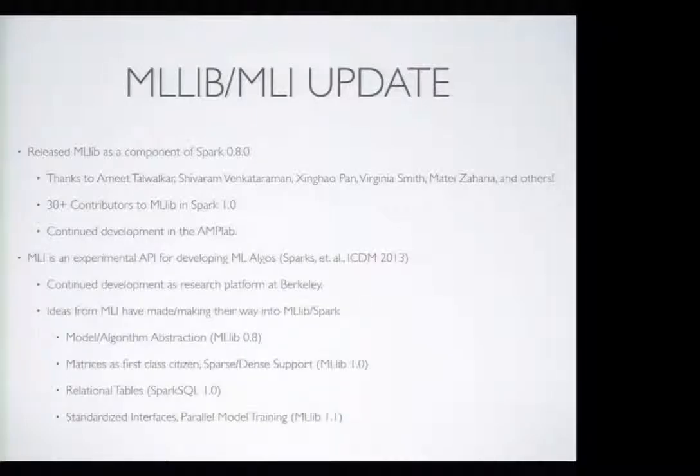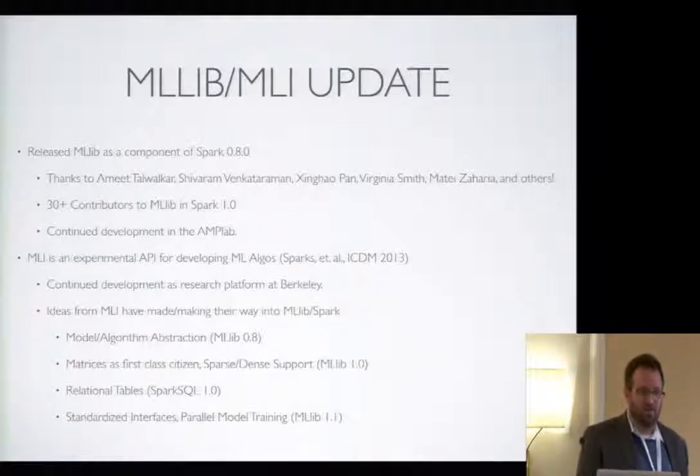MLI is this experimental API I mentioned, designed for developing machine learning algorithms. We described it in an ICDM paper last year. There's been continued development using MLI as a research platform at Berkeley. But I think more importantly, we've seen a lot of the ideas that were baked into MLI making their way into MLlib and Spark. So the model and algorithmic abstraction that many of you are probably familiar with has been in there since MLlib 0.8. In Spark 1.0, we start treating matrices as a first-class citizen and start supporting both sparse and dense data, side by side with very similar interfaces. This idea of what we called ML table, you now start to see come into other parts of Spark. So in Spark SQL, we have schema RDDs, which are basically RDDs with schema, relational tables. Something like a data frame in Pandas or R is starting to come into the Spark ecosystem, and that's really great to see.